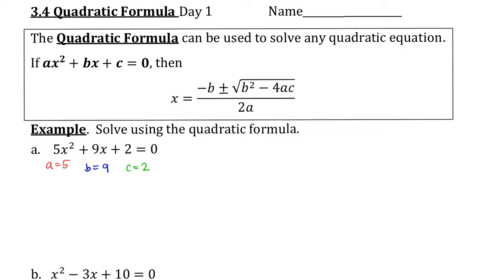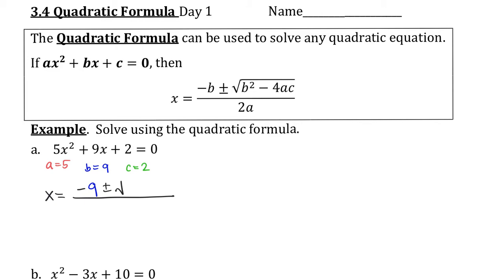Okay, let's look at the formula up here. We are solving for x, because that's the variable. So I'm going to say x equals. Okay, in the numerator, it says negative b. B is 9. So negative b is negative 9 plus or minus.